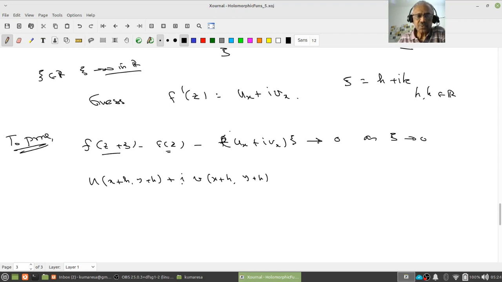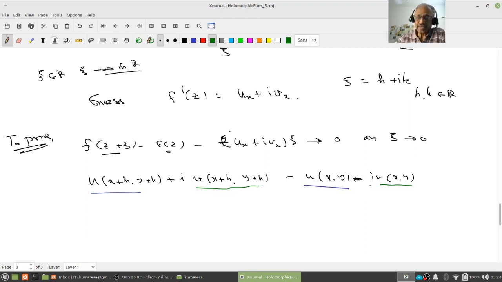Now what do you think I will do? I will break the real part u and collect all of them: u of (x plus h, y plus k) minus u of (x, y). Now I will use the lemma for this difference, I know what to do, and I will use the lemma for v of (x plus h, y plus k) minus v of (x, y), times i. Have you understood? Okay.